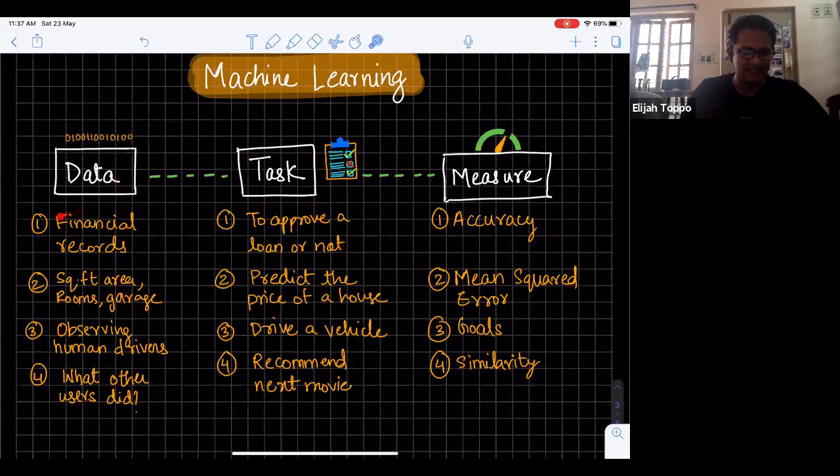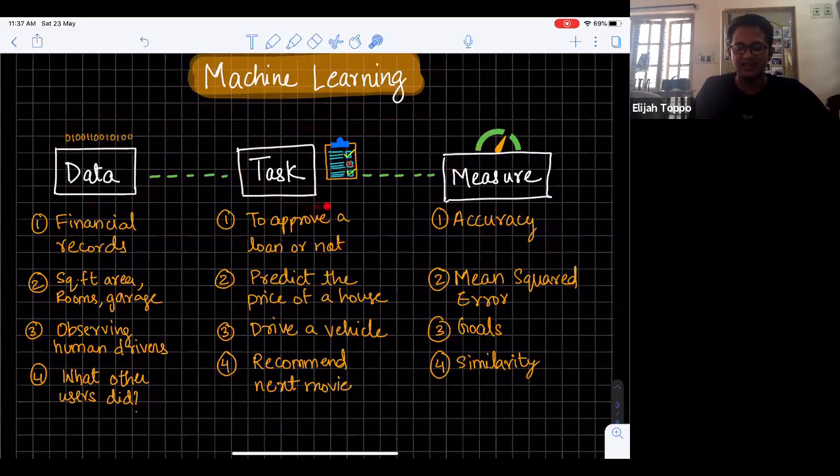Let's say I have financial records. The task in the machine learning program could be: should the bank approve a loan or not? That's a task that can have an answer of yes or no. For these tasks, we have a measure like accuracy. In the past, approving a loan to someone, has it been beneficial or not, or has the bank approved it or not? That would be the measure. The machine learning part is taking the data to learn a task so that this task does well on the measure. So we have these three things: the data, the task, and the measure.